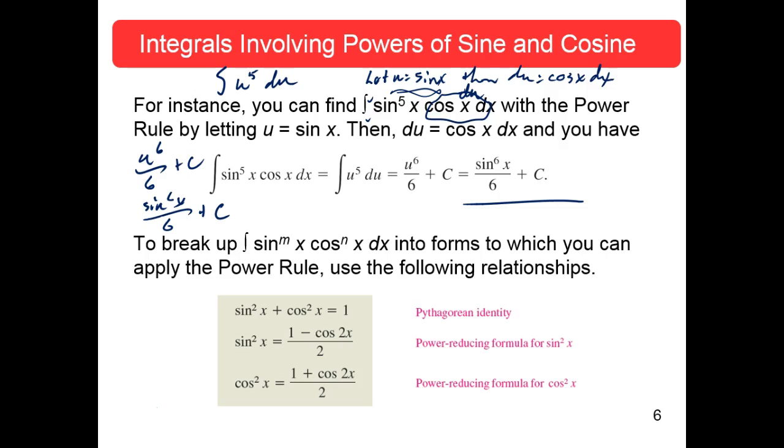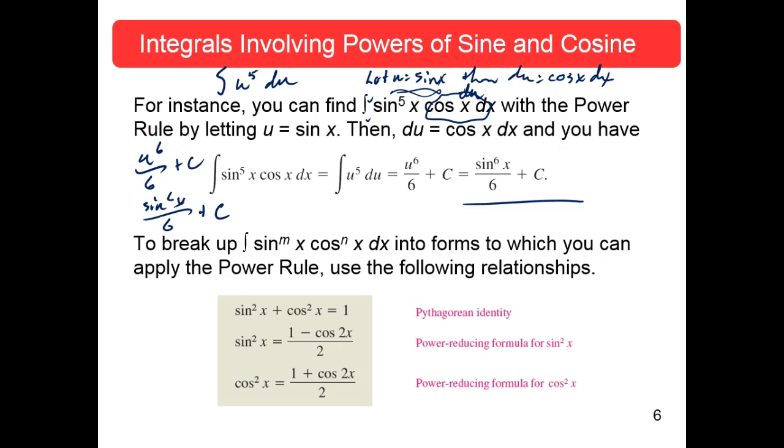Now, what if both of these have powers on them? Well, here's what we look for. We look for either one of these to be odd. If it's odd, ha, we got it. It doesn't matter which is greater or less. We look for one to be odd.